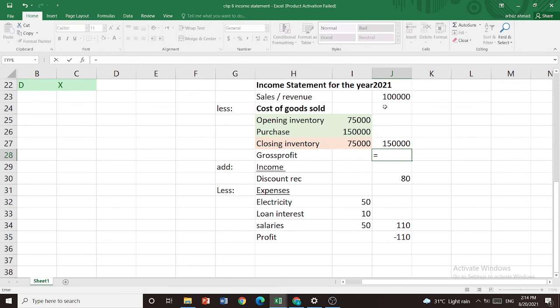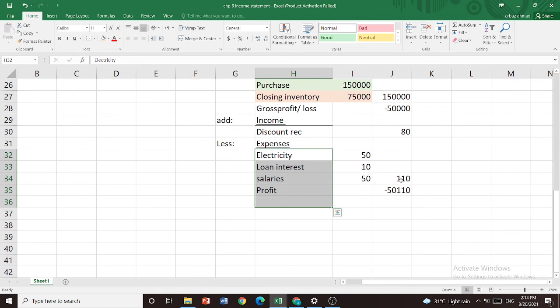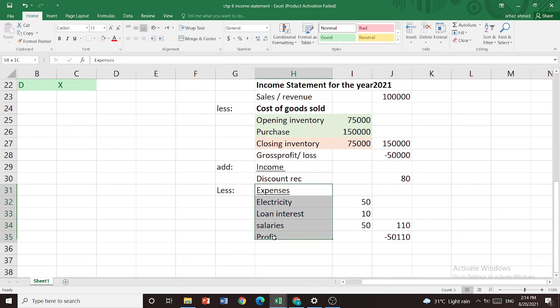So how do you calculate profit? This minus this. If you have negative, that means this is a loss. How much is the income? 80. How much are the expenses? You total them up, you have 110 expenses. Just like this one and this one, this is just a heading. So how much is the cost of goods sold? This one. How much is the income? 80. How much are the expenses? 110. So this total tells this thing.